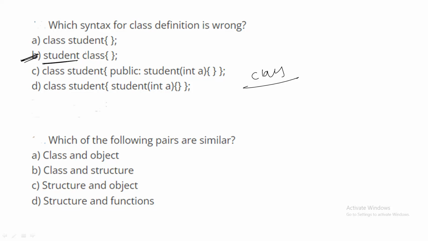Which of the following pairs are similar? Class and object, class and structure. Okay, class and structure both are similar. There is a little bit of difference, but the functionality of class and structure is the same, right? So let's move on to the next question.